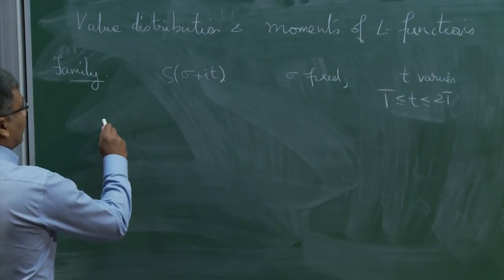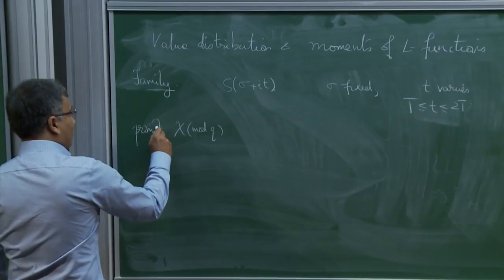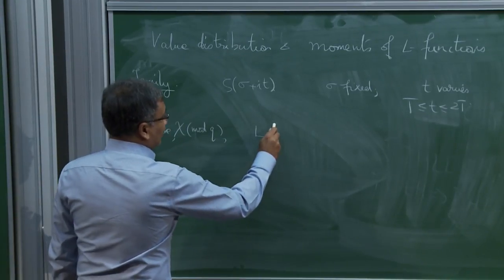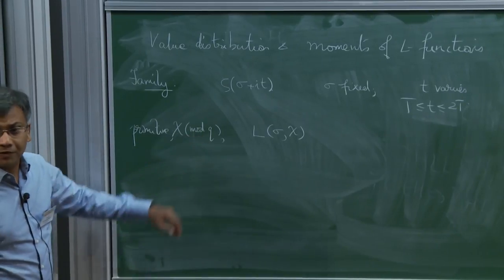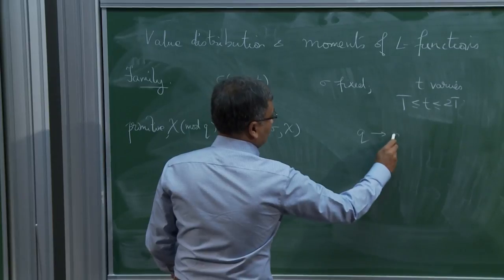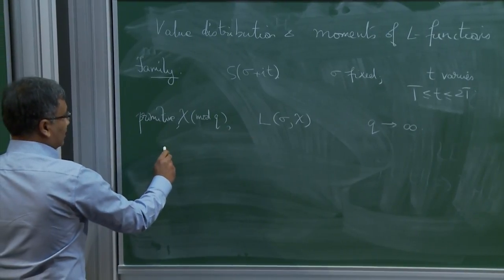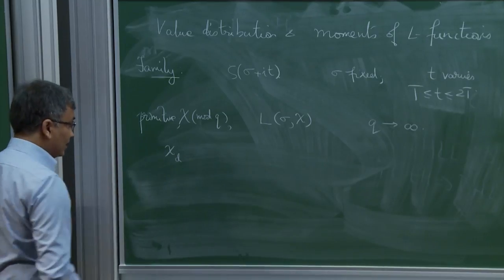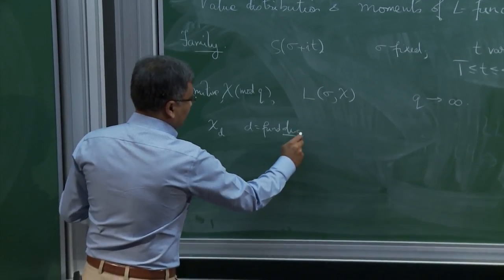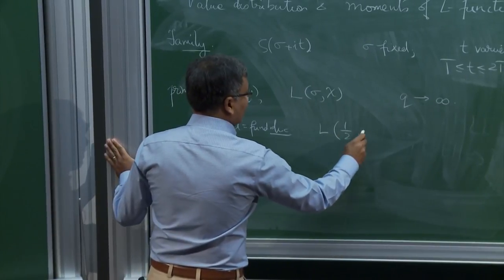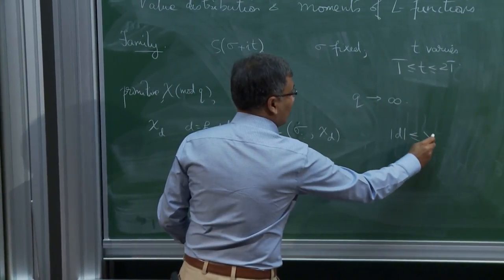Or to give some other examples, you could take a character chi mod q, let's say primitive, and ask for the distribution of values of L of sigma chi, again for a fixed value of sigma, as chi varies mod q, and then let q go to infinity. Or you could look at a special class of characters, namely quadratic characters. These are parameterized by fundamental discriminants D. And you could look at objects like the quadratic Dirichlet L function, again at some point sigma, and D varies over all fundamental discriminants up to some point x.